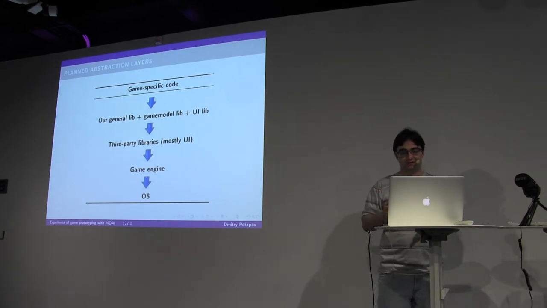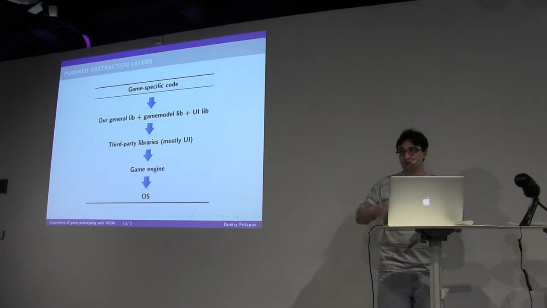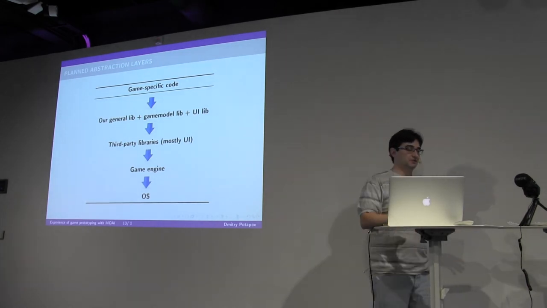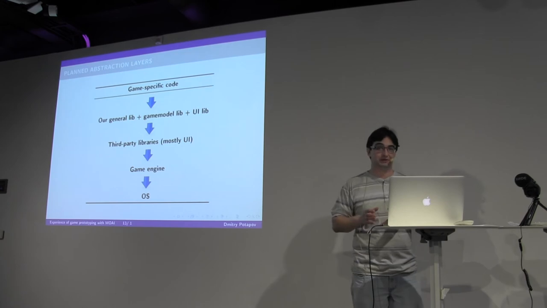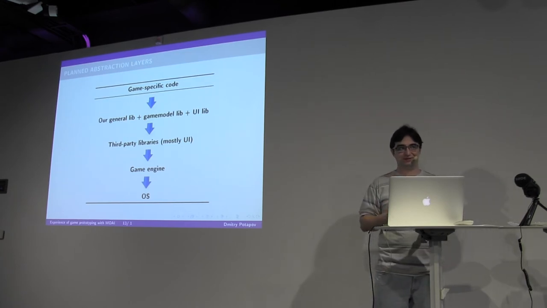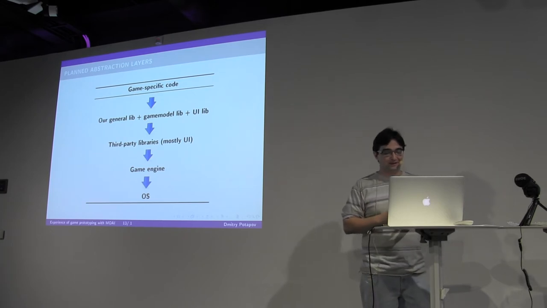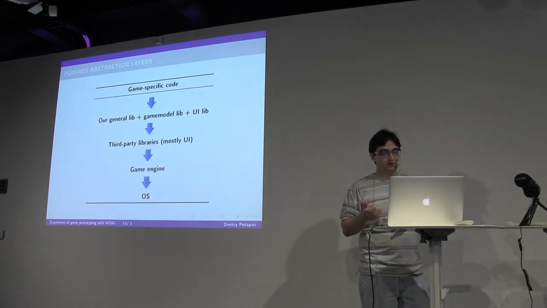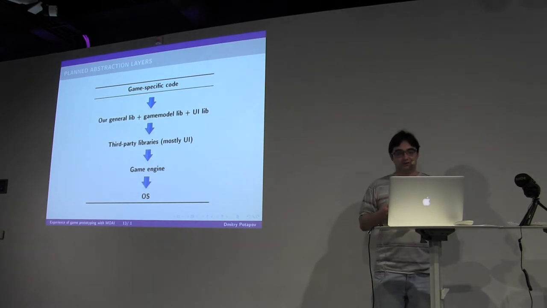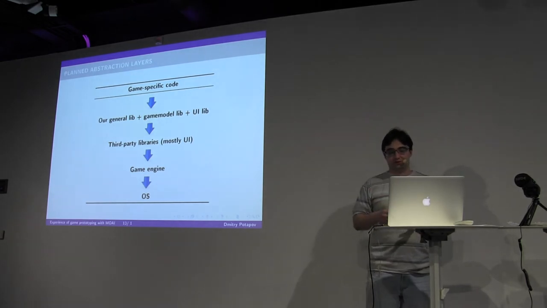Another library is, of course, the game model. It can be divided into some parts. For example, one part for match three games, one part useful for strategic games, and one part for shooters. Then a UI library. And we also usually need a third-party library, mostly for UI.